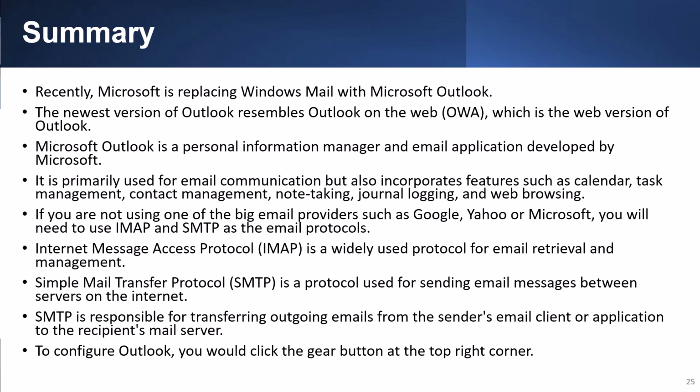If you're not using one of the big email providers such as Google, Yahoo, or Microsoft, you'll need to use IMAP and SMTP as the email protocols. Internet Message Access Protocol, or IMAP, is a widely used protocol for email retrieval and management. Simple Mail Transfer Protocol, or SMTP, is a protocol used for sending email messages between servers on the internet. SMTP is responsible for transferring outgoing emails from the sender's email client or application to the recipient's mail server. To configure Outlook, you would click the gear button at the top right corner.